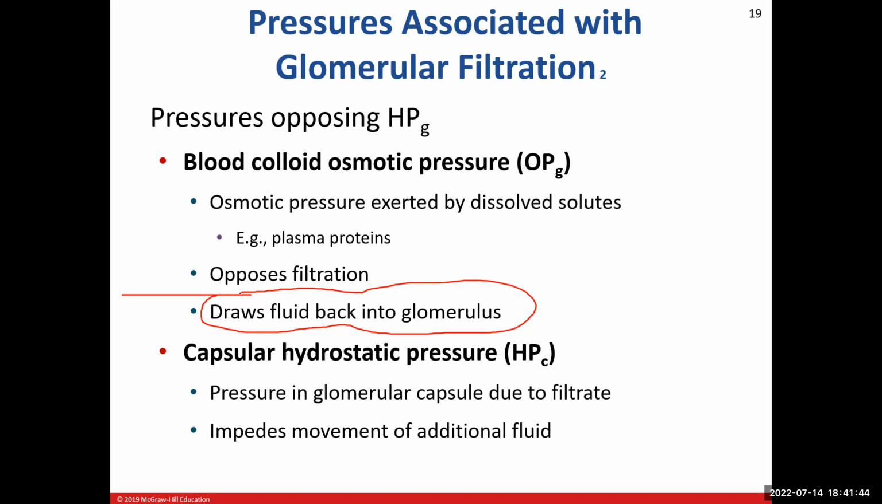And then we have the capsular hydrostatic pressure. This is on the other side of our filtration membrane, the pressure that'll be in the glomerular space, and it comes from the filtrate. Again, that pressure can also impede the movement of fluid from the glomerulus into the capsular space, because it will exert a pressure pushing back towards the glomerulus, back towards your blood.